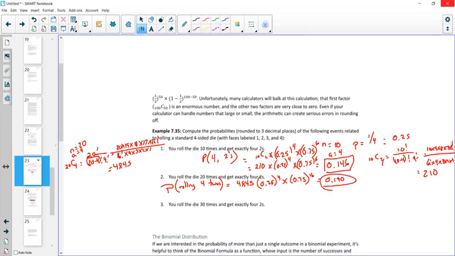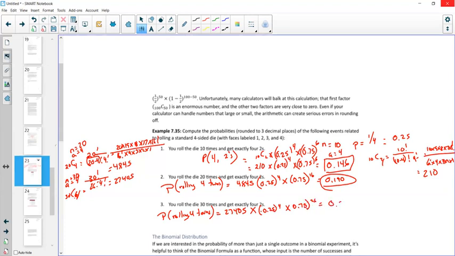And lastly, we're looking at 30 times. n equals 30, a equals 4. We have 30C4, or 30 factorial over 26 factorial, 4 factorial, which gives me 27,405. So the probability of rolling 4 twos here is 27,405 times 0.25 to the fourth times 0.75 to the 26th, and that gives 0.060.